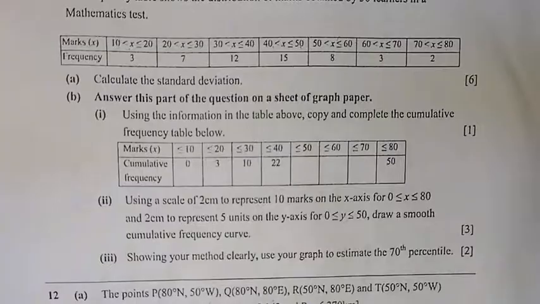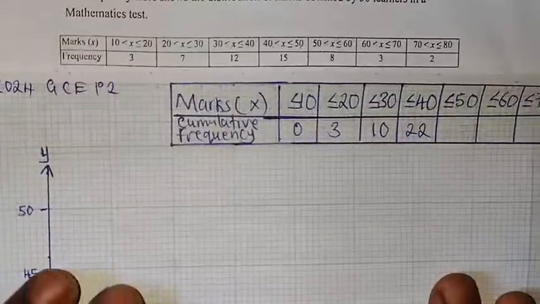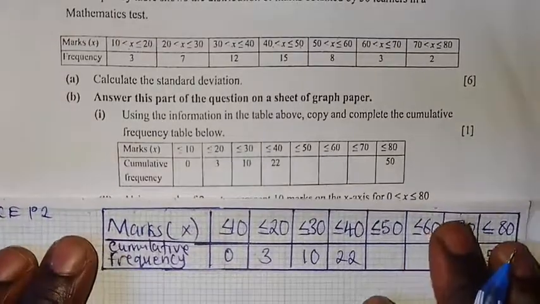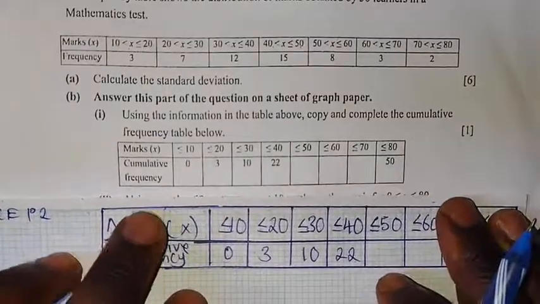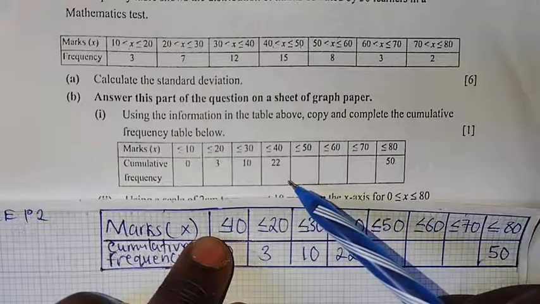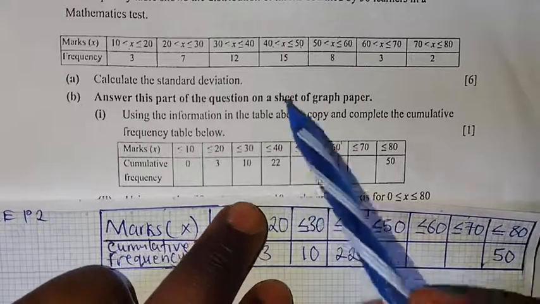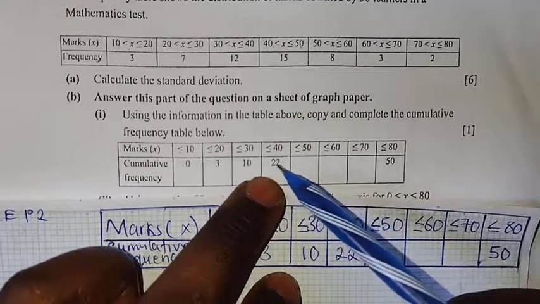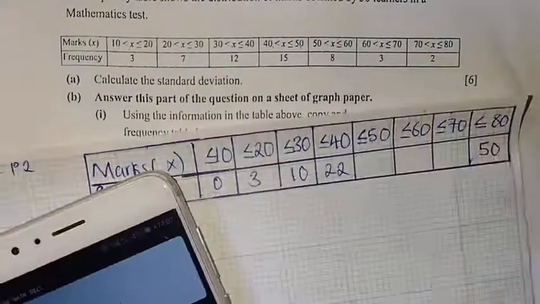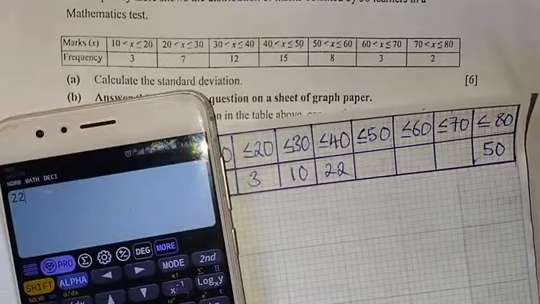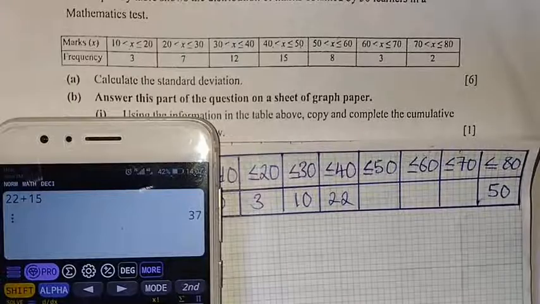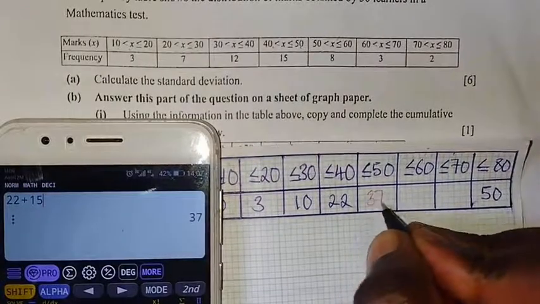So I've written it on my graph paper. It's right here. So how do I complete this table? To complete this table, we'll just be adding. We'll be adding 22 plus 15, you get a 37. So here you put a 37.